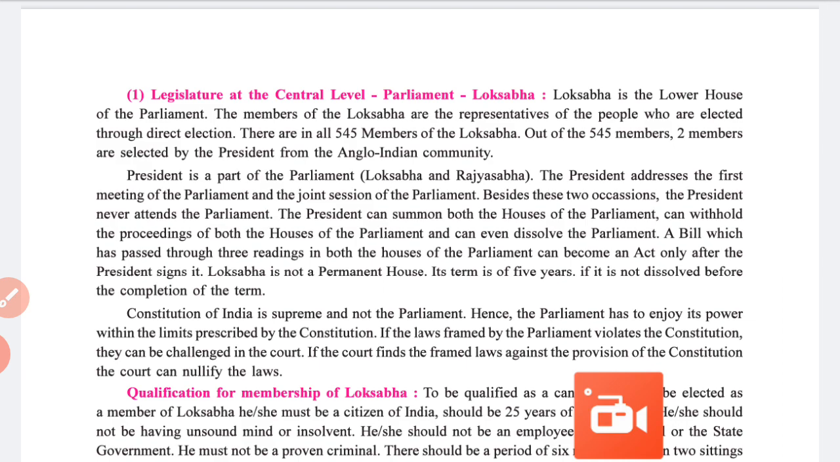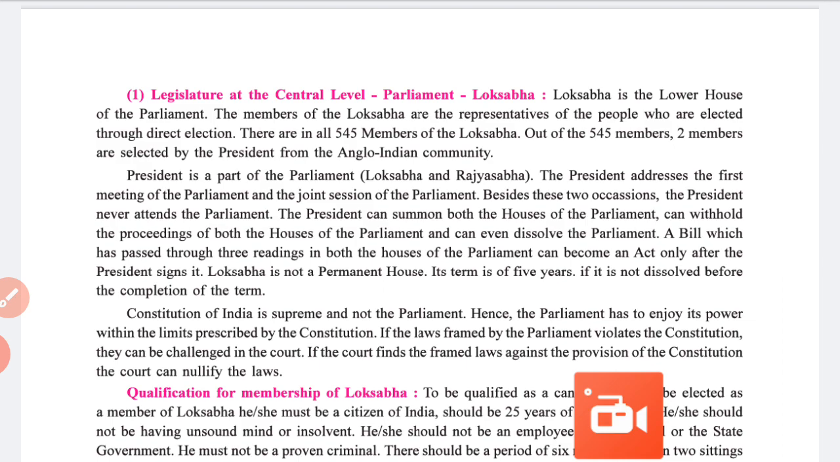The President can summon both Houses of Parliament, can withhold the proceedings of both Houses of Parliament, and can even dissolve the Parliament. A bill which is passed through three readings in both Houses of Parliament can become an act only after the President signs. Underline it for the 1 mark question: when will a bill become an act?